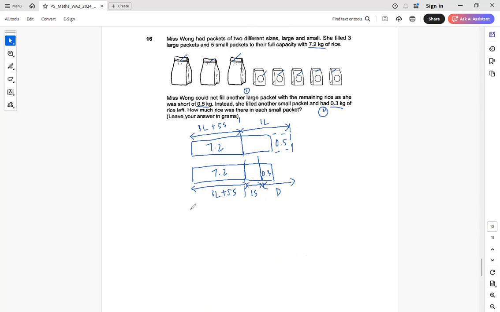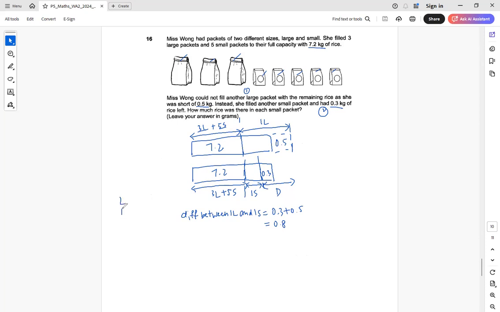All right, so let me just write it down. Difference between one large and one small will be 0.3 plus 0.5. Because it's a difference, we will get 0.8 kg. 0.8 kg difference. So now remember at the beginning here, we already know that 3 large and 5 small is 7.2. So let me draw a stacking model to represent this. For those who can see, you can just straight away do your working to find the final answer.